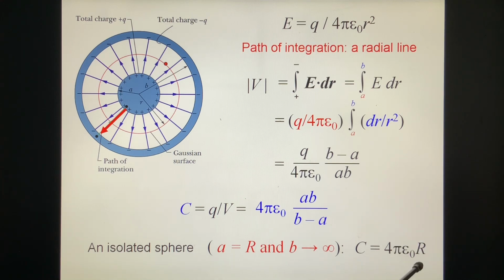C is the capacitance of this sphere. So that means again, a conducting sphere with radius r has the capacitance C equal to 4 pi epsilon zero r.